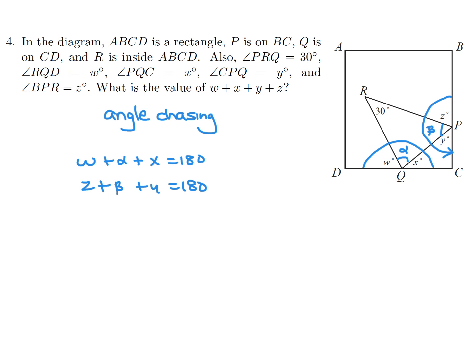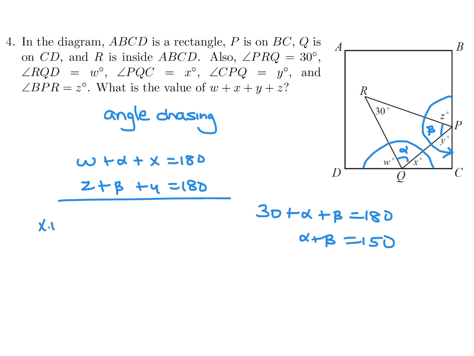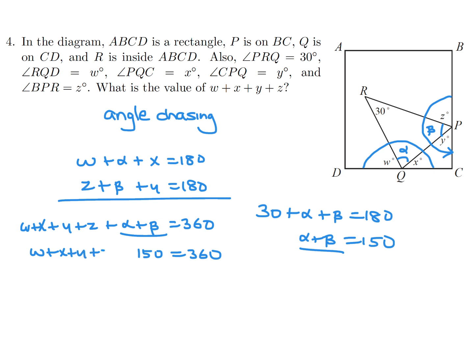And then inside the triangle, 30 plus alpha plus beta is 180, right? Sum of the angles of a triangle. So that means alpha plus beta is 150. And then these two, if we add them, that would be W plus X plus Y plus Z plus alpha plus beta is 360. And then we can substitute that for that. So then W plus X plus Y plus Z would be 210.